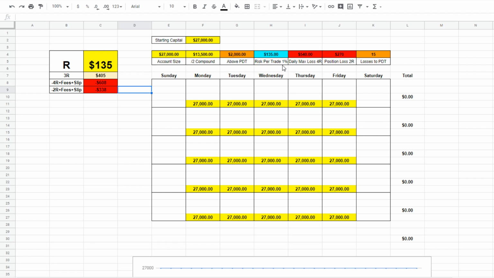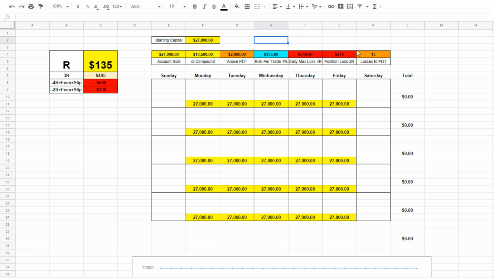Now we have risk per trade at 1%. 1% generally would be this account size number times 1%. But what I've chosen to do is say, you know what? If I risk 1% of 27,000, I'm risking about 270 per trade. I'm $2,000 above PDT, so that's about 7.4 losses, and those are perfect cuts, without slippage, without fees. So that's a big deal.